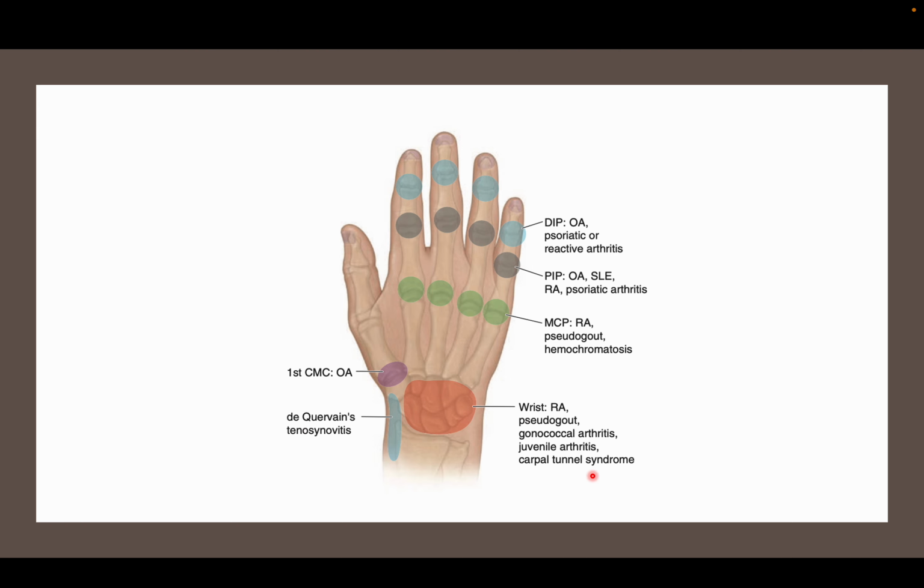The wrist can be involved in RA, pseudogout, gonococcal arthritis, and carpal tunnel syndrome. These are all the classical manifestations, most commonly seen in RA and pseudogout. That can all be seen in carpal tunnel syndrome, where Tinel's sign is seen. So these are all the things in the case of them.